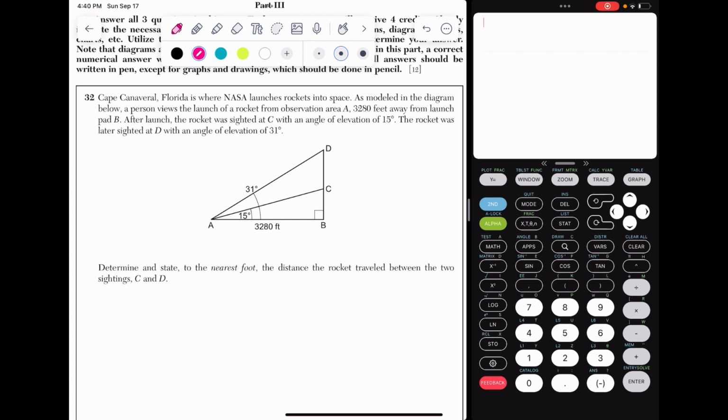As modeled in the diagram below, a person views the launch of a rocket from observation area A, 3,280 feet away from launch pad B. After launch, the rocket was sighted at C with an angle of elevation of 15 degrees. The rocket was later sighted at D with an angle of elevation of 31 degrees. Determine and state to the nearest foot the distance the rocket traveled between the two sightings C and D.